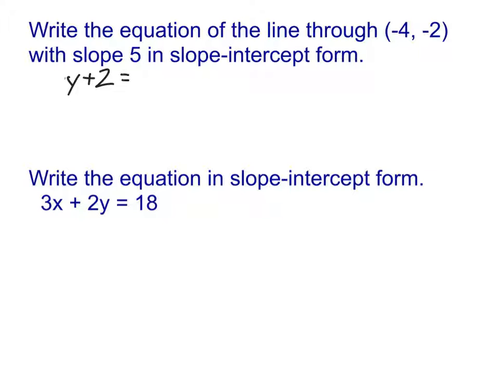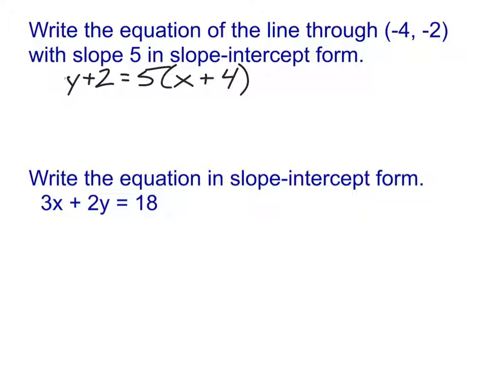We're flipping the signs. Another way to think about it is, this -2 here represents a shift down 2. And remember, on the y side, that's a y plus 2. And then the slope is 5, and then it's x minus the x-coordinate, so that's going to be minus a -4, so that's going to be x plus 4. If I were writing the equation in point-slope form, this would be my answer.